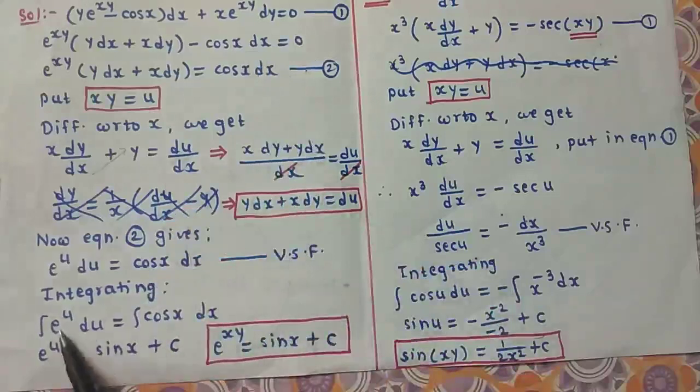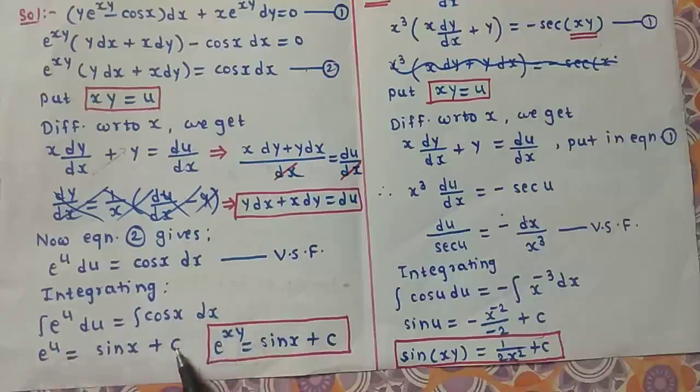So integration of e to the power u du equals to integration of cos x dx. Integration of e raised to u is e raised to u equals to integration of cos x, which is sin x, plus we have to add constant of integration c, and finally we substitute the value of u, that is xy. So this is the required solution.